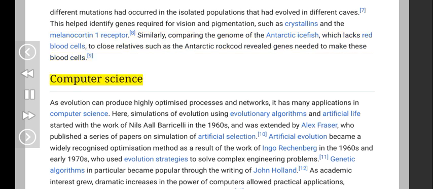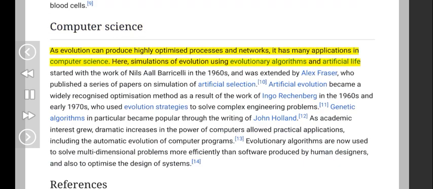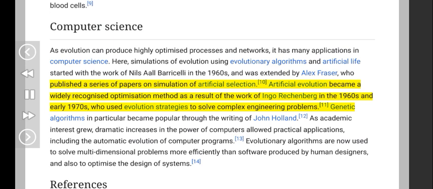Computer science. As evolution can produce highly optimized processes and networks, it has many applications in computer science. Here, simulations of evolution using evolutionary algorithms and artificial life started with the work of Nils Barricelli in the 1960s, and was extended by Alex Fraser, who published a series of papers on simulation of artificial selection. Artificial evolution became a widely recognized optimization method as a result of the work of Ingo Rechenberg in the 1960s and early 1970s, who used evolution strategies to solve complex engineering problems. Genetic algorithms in particular became popular through the writing of John Holland.